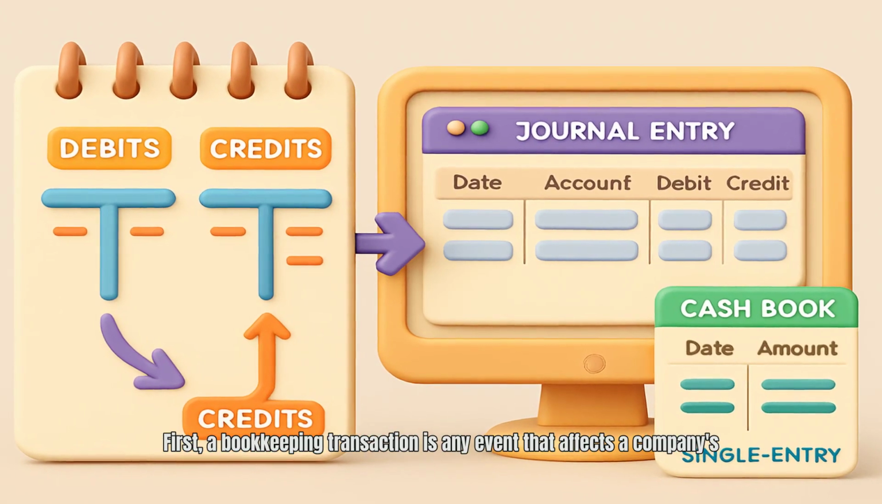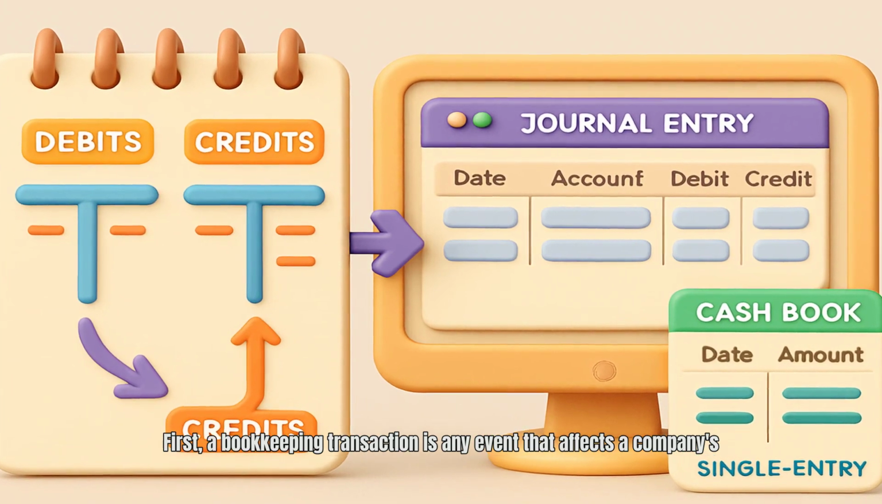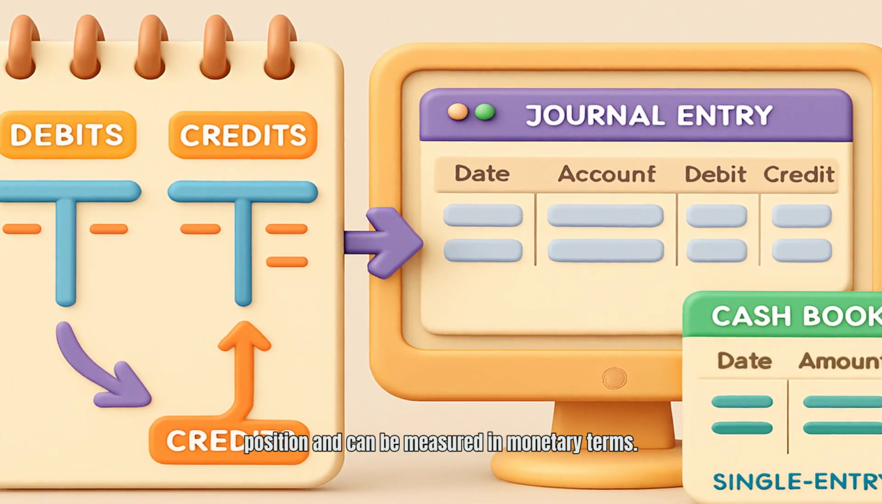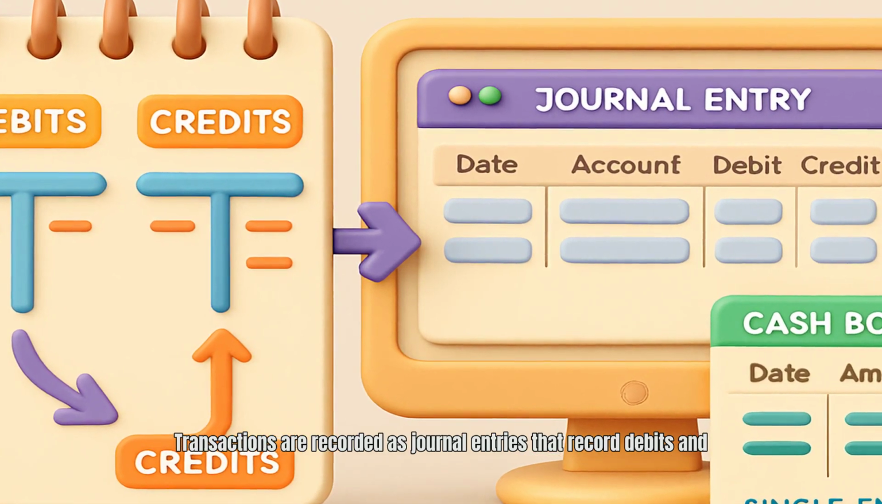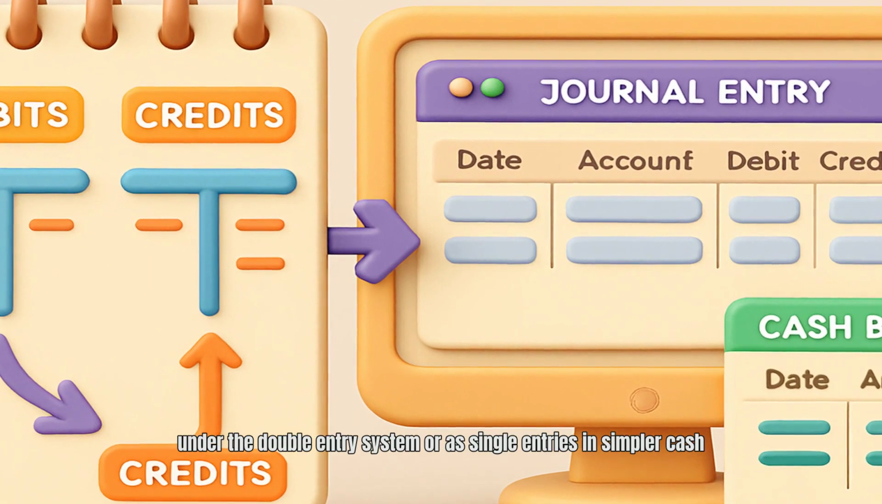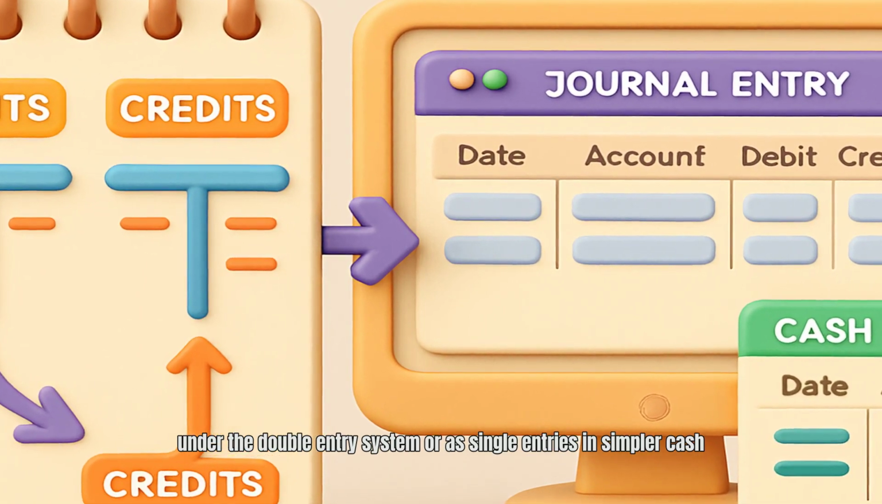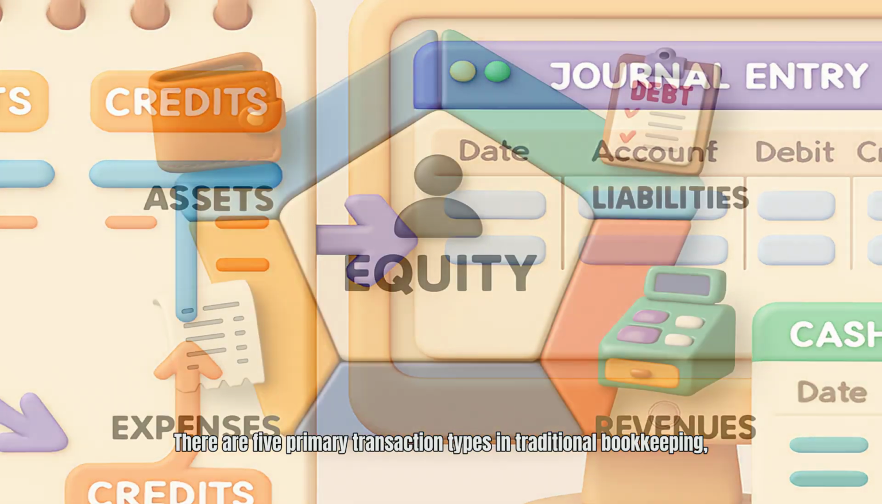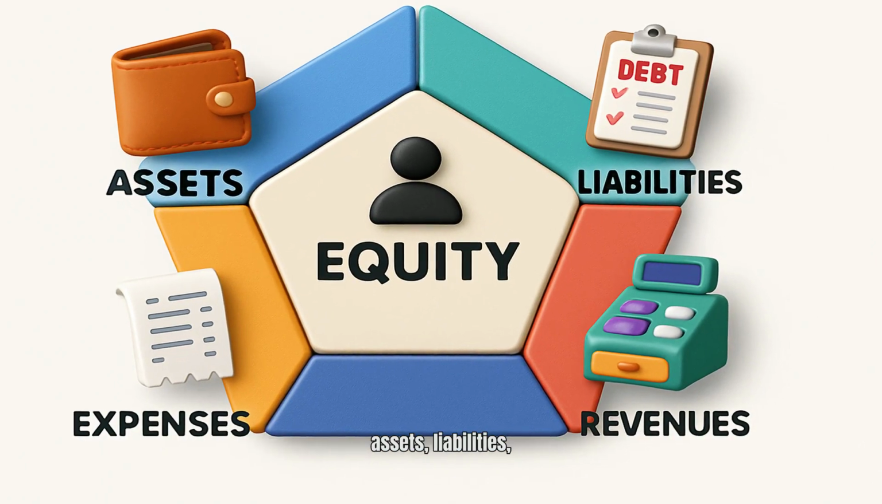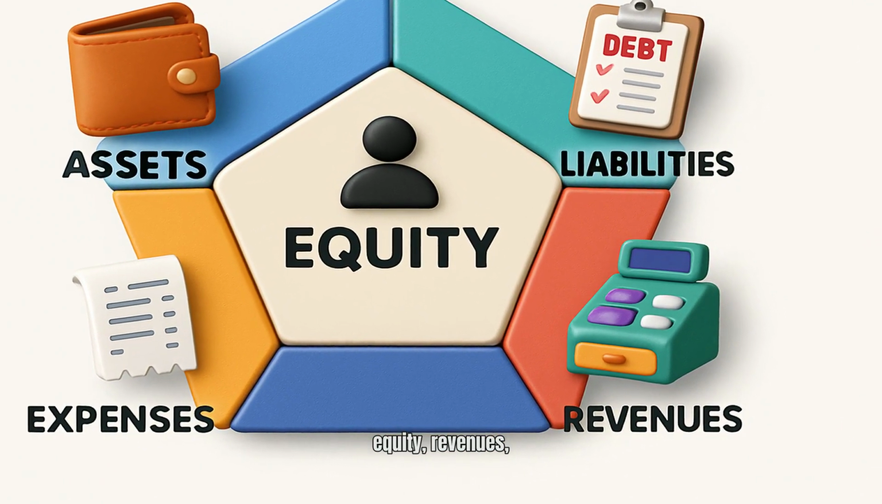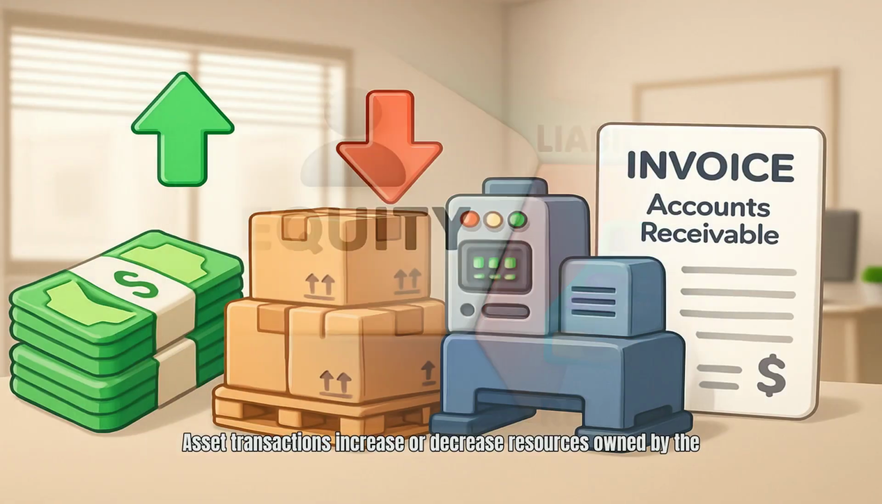First, a bookkeeping transaction is any event that affects a company's financial position and can be measured in monetary terms. Transactions are recorded as journal entries that record debits and credits under the double entry system, or as single entries in simpler cash accounting. There are 5 primary transaction types in traditional bookkeeping: assets, liabilities, equity, revenues, and expenses.